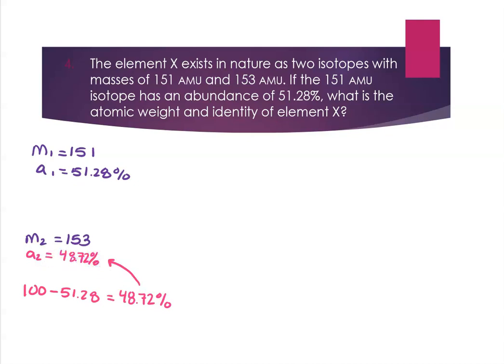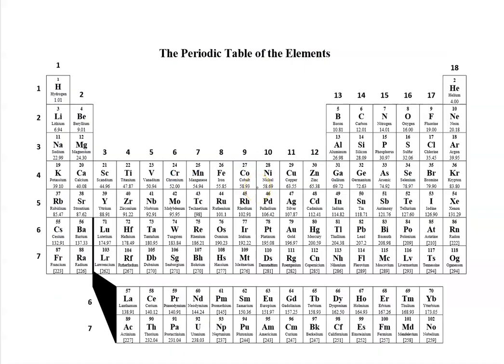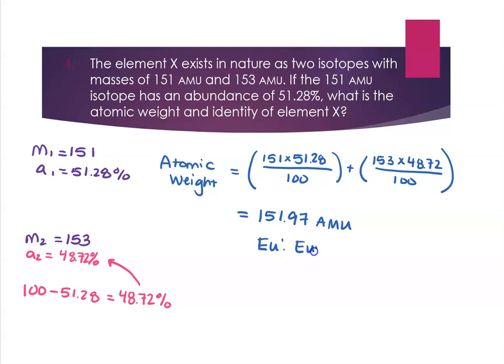Now I have all the information I need to find atomic weight. So I do mass times abundance of the first isotope plus the mass times abundance of the second isotope, and I get 151.97 AMU. So I'm going to go to my periodic table now, and I'm going to find the element with a mass of 151. This is 37 and this is 174, so that means that's down here somewhere, and here it is. 151.97 is going to be europium. Eu is europium. So that is how we find atomic weight.